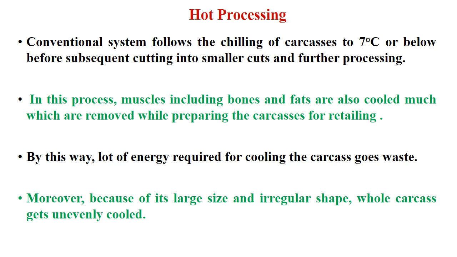So some portion will be more chilled, whereas some inner portion will not be chilled easily. So this is a disadvantage in the traditional practice. So there is a plan for doing the processing or cutting and removing the muscle first, and then going for chilling. That is called hot processing.